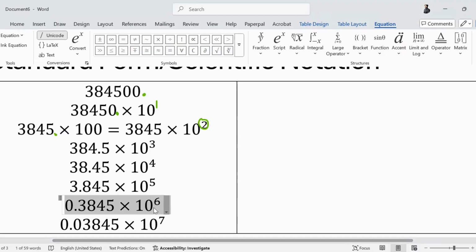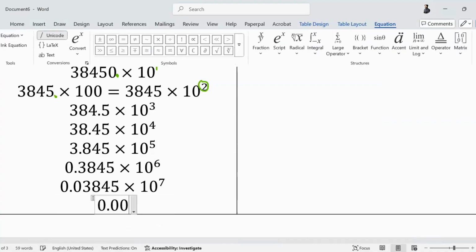Let's make it easy for us. When I say into 10 to the power, for these 5 words, we'll use a single word which is called exponent. How will we read this? 0.3845 exponent 6. 0.03845 exponent 7. Any other way of writing the same number? 0.003845 exponent 8. Is this right? So all of these values, what are these values? It's still the same value.